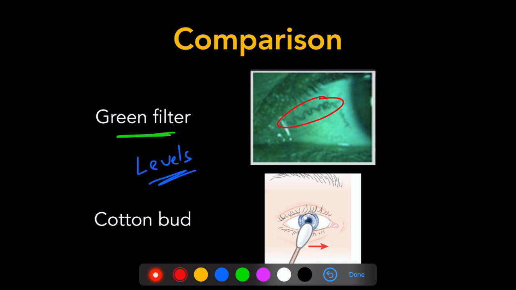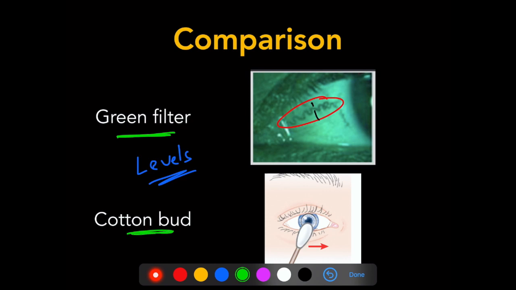If I were to see the deeper vessels, I will see beneath this black, the deeper episcleral vessels as such. So using the green filter is a very useful tip or technique to identify the different levels of blood vessels when everything gets congested. And also you can use this cotton bud.